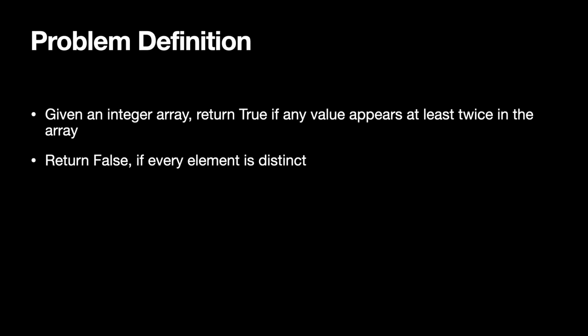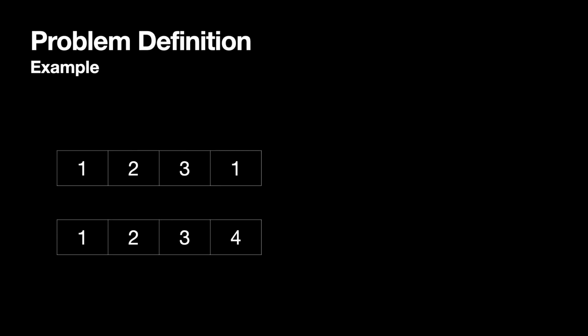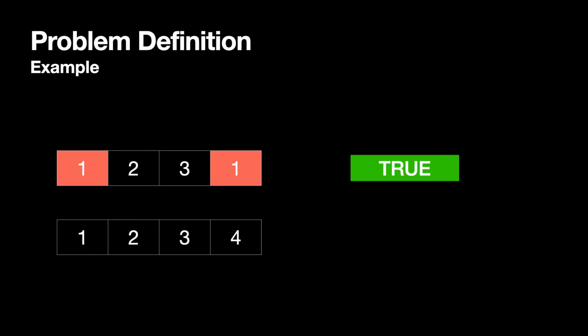Let's now use a couple of examples to better understand the problem. When given this first array, we must return true as it contains number 1 twice. When given the second array, however, we must return false as all its elements are distinct. There are no duplicates.